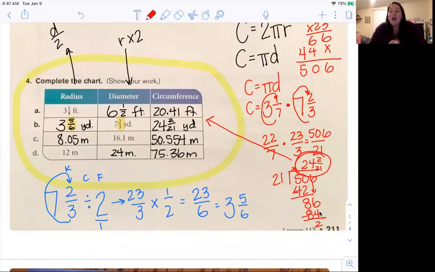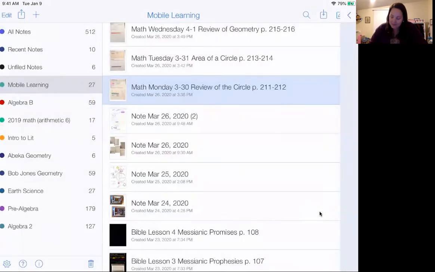If you got that, amazing. If you didn't, go back and look at the explanation because it will be beneficial for you. Okay, letter C, if your diameter is 16.1, your radius is 8.05, and your circumference is 50.554. If your radius is 12 meters, your diameter is 24 meters, and your circumference is 75.36 meters. Okay, so let's go ahead and move on to today's lesson.